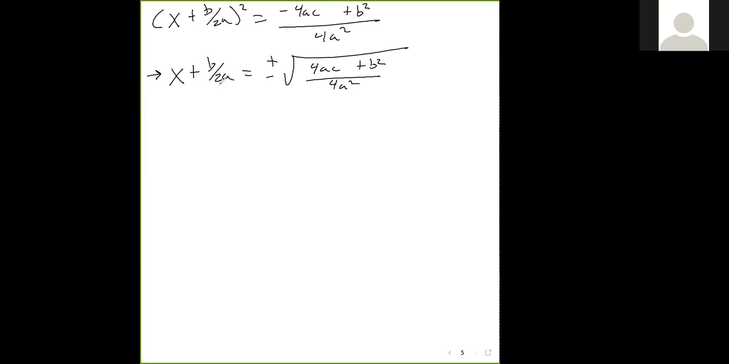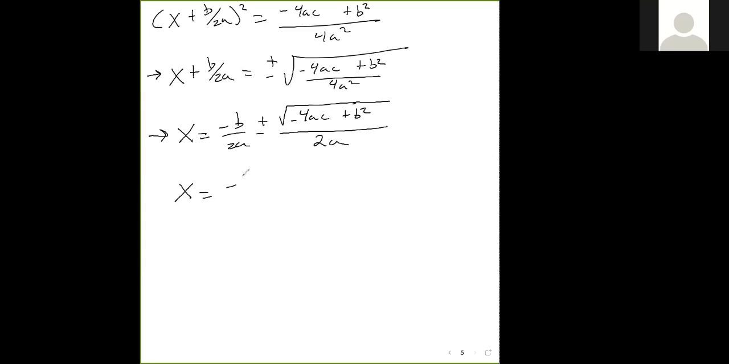Looks like I can move the b over 2a to the right-hand side. And this denominator here is a perfect square, so I can take the square root of that. x equals negative b over 2a plus or minus root 4ac. It does look like I dropped a minus sign there. b squared over 2a. These have the same denominator, so if I want, I can write this all in the same denominator. Often people like to write it in this way, b squared first. So I'm going to do that because of convention.